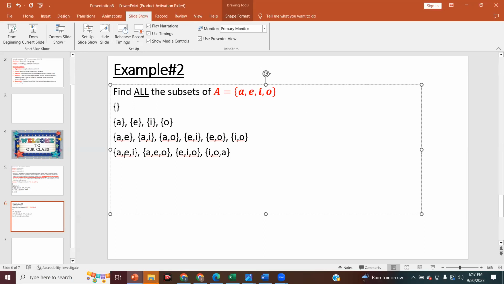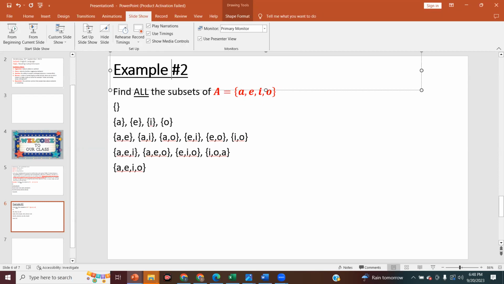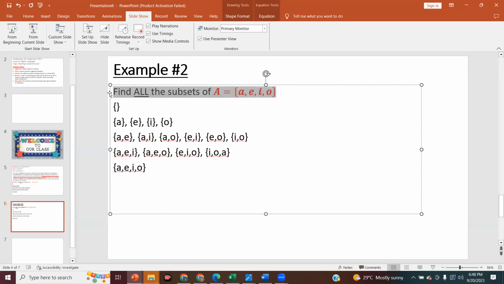Yes, sir. So we are getting the subsets from this set, all right? And finally, what is the last subset? The set itself, the original: A, E, I, and O. Okay, perfect. So how many subsets do we have for this set? 16. 16, very good.